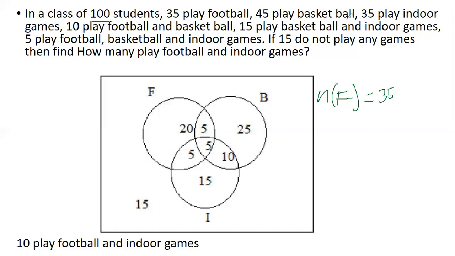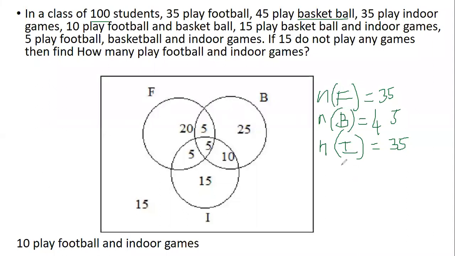Next, 45 play basketball. So N of B, for basketball, I'll take B. N of B is equal to 45. And 35 play indoor games. So for indoor games, let us take it as I. So 35 play indoor games. So we have 3 sets, F, B and I: football, basketball and indoor games.